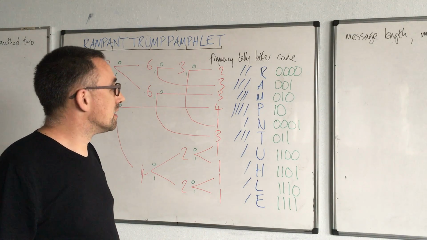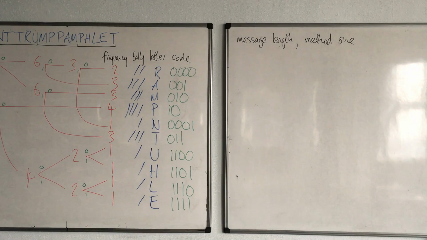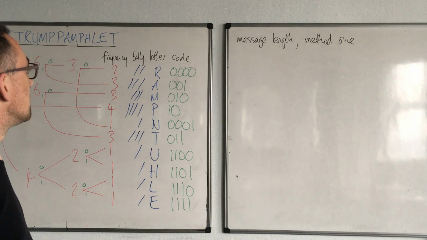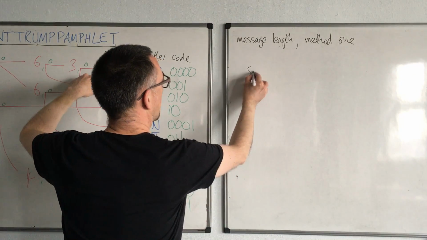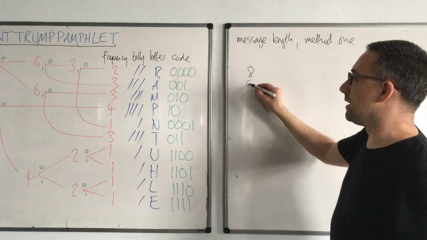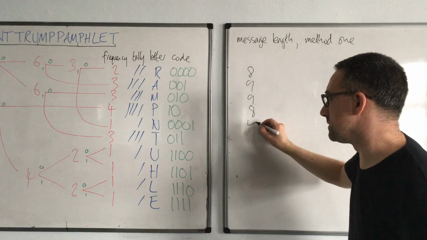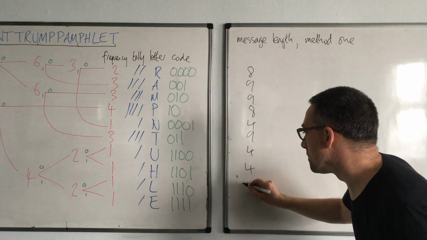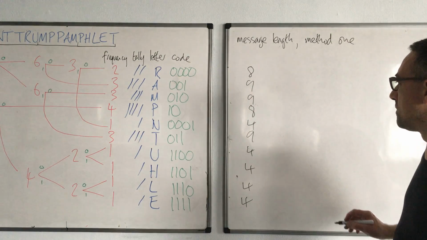Now let's compute the message length by two different methods, just to make sure that we don't mess up. One method is simply to multiply the length of each code by the number of times it gets used, and that tells us the number of bits for that letter in the message. So 2 4s are 8, 3 3s are 9, 3 3s are 9, 4 2s are 8, 1 4 is 4, 3 3s are 9, 1 4 is 4, 1 4 is 4, 1 4 is 4, and 1 4 is 4.